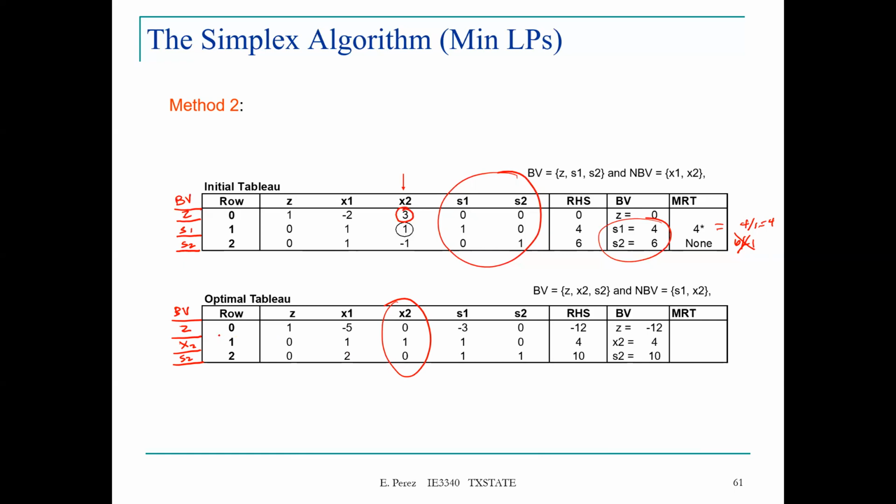And after completing the iteration, we look for a positive coefficient here for the non-basics. And the non-basics are -3 and 0, so there's no positive coefficient. So that means that we are done. And we got the same solution: Z equals -12, X1 equals 0, and X2 equals 4.